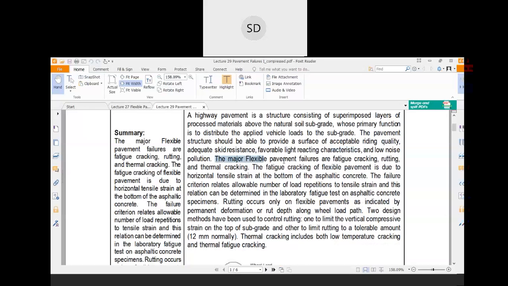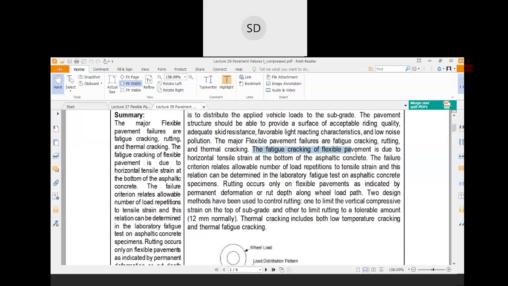Now, the major flexible pavement failures are generally fatigue cracking, rutting, and thermal cracking. So, these are the different types of cracking. Thermal cracking can be avoided by using a suitable grade of bituminous material.